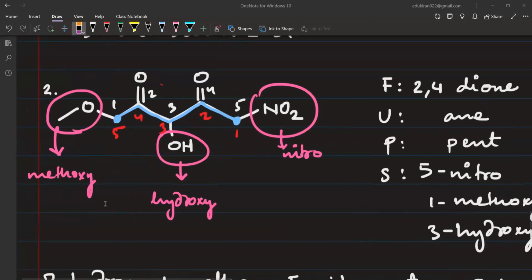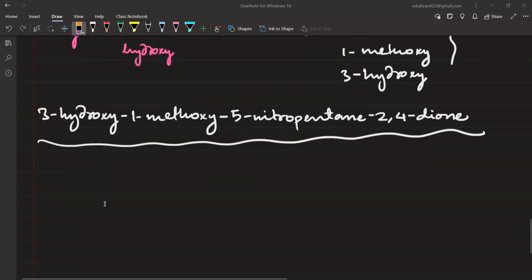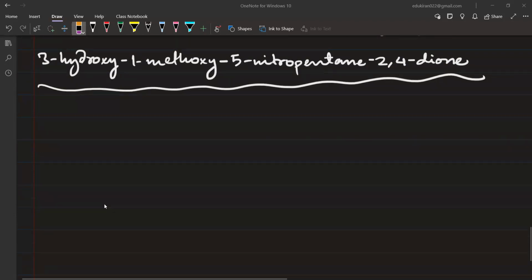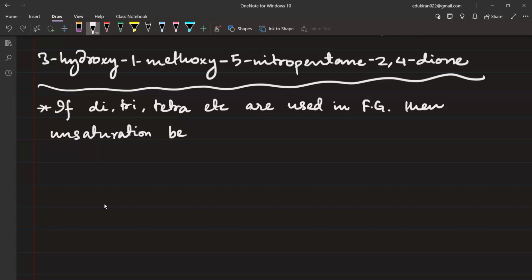From this only we understood that whenever we have di, tri, tetra, then the unsaturation becomes A and E. So right here, if di, tri, tetra, etc. are used in functional group, then unsaturation becomes ene, ene, or ine.